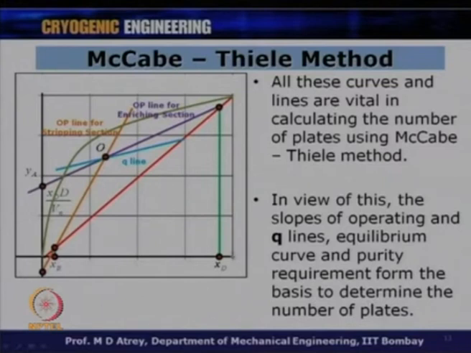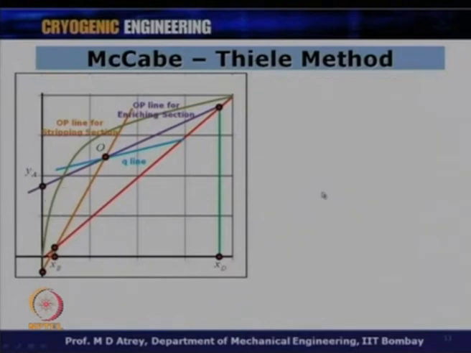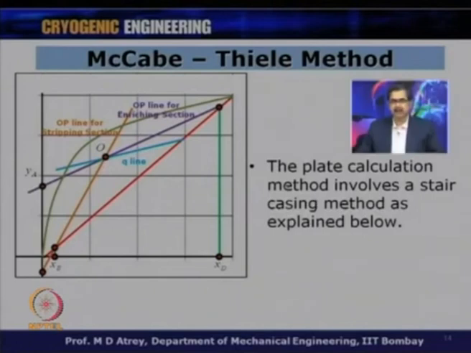So, all these parameters xb, xd, the slopes of the operating line, the slope of the Q line, and the equilibrium curves are all required in order that we calculate the theoretical number of plates for a given composition, for a given gas separation problem. Okay, now let us start understanding the procedure in which we now calculate the number of plates. The plate calculation method involves a staircasing method as explained below.